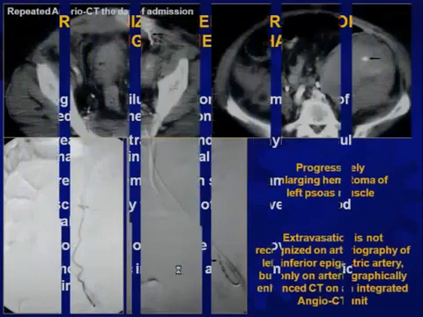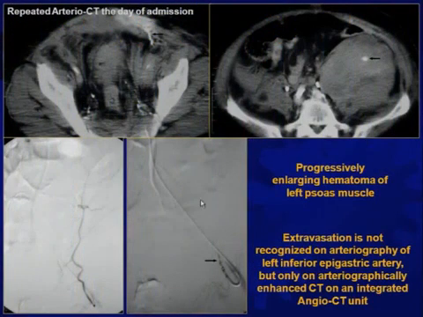This patient had increase of size in a psoas hematoma, but we couldn't see any extravasation, and it was necessary to put the catheter in the inferior epigastric artery and make an injection in order to see arterially enhanced CT and the contrast extravasation, and the patient was embolized, of course, on the table.